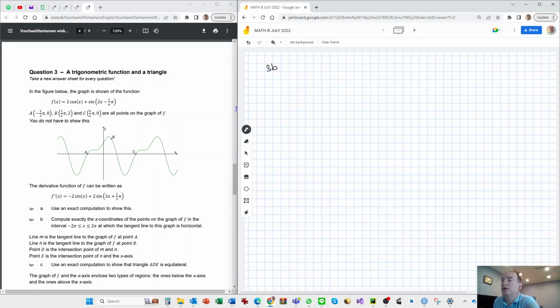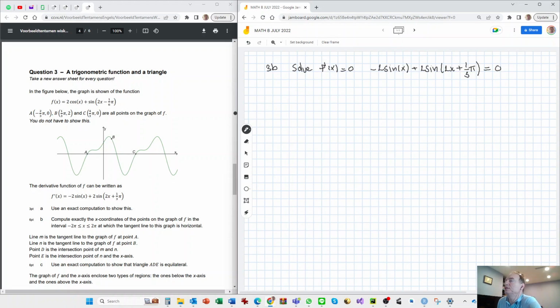Well, the derivative is already given, so the approach will be to solve for the derivative being 0. So we get minus 2 sine of x plus 2 sine of 2x plus 1/3 pi has to be 0.